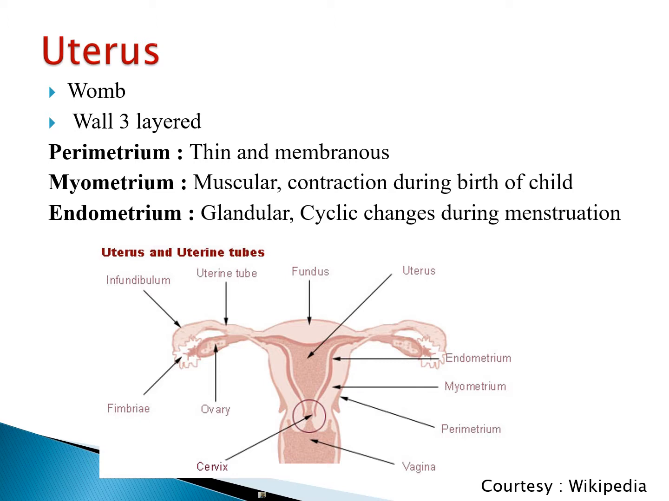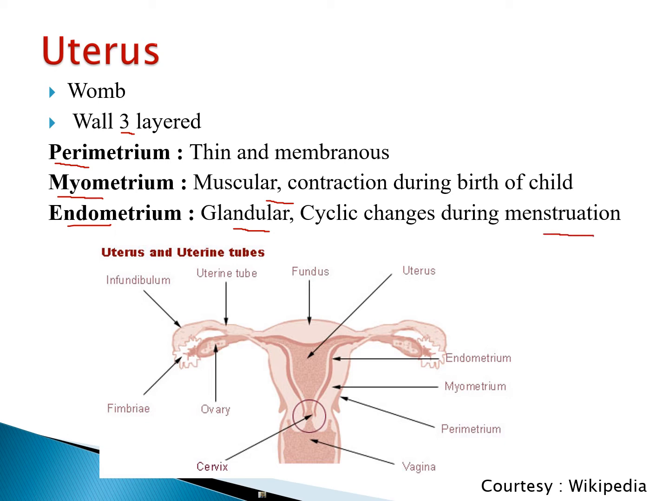Another important part in the female reproductive system is the uterus, which is also called the womb. It has a three-layered wall. The first is the perimetrium, which is very thin and membranous. The second is the myometrium. As the name suggests, it is muscular. And the third is the endometrium, which is glandular. This is the layer which undergoes the cyclic changes during menstruation.